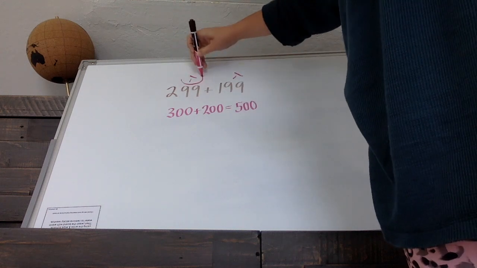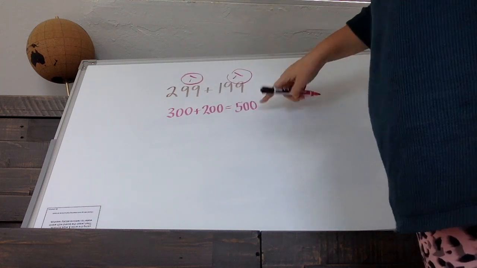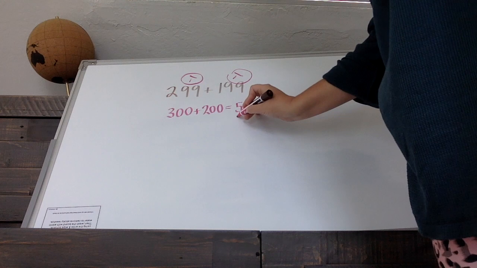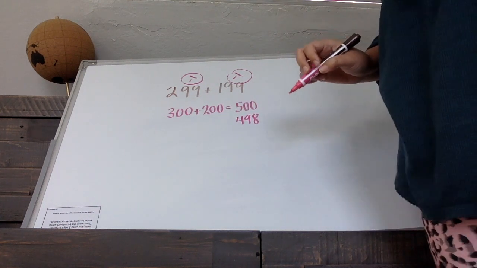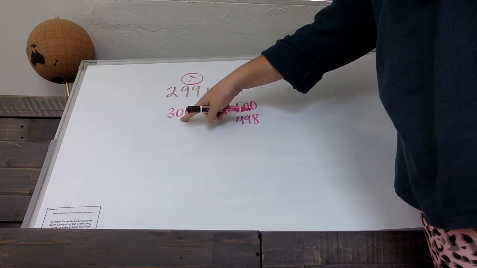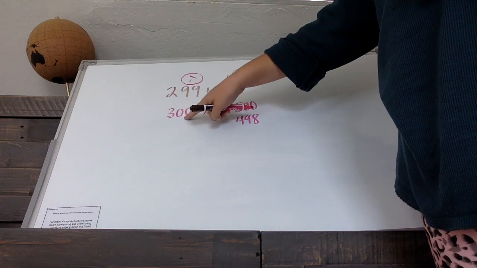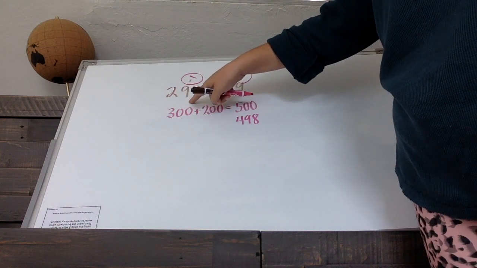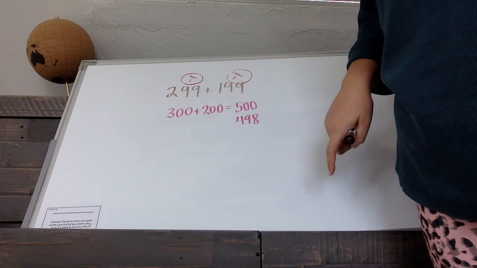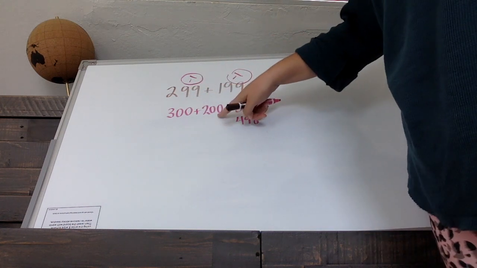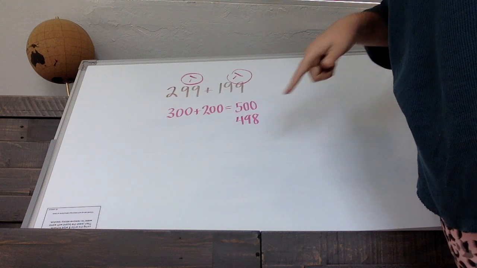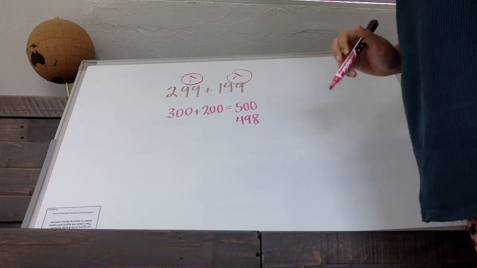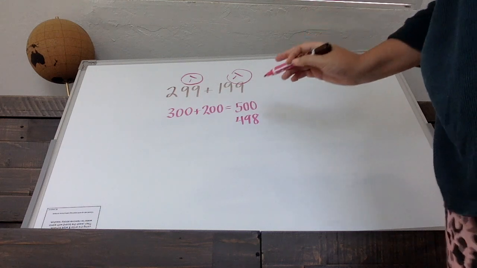I'm going to subtract 2 from 500, which is 498. Does that make sense? Because I added one too many, because 300 is one more than 299, and 200 is one more than 199. So our answer is less than 500.